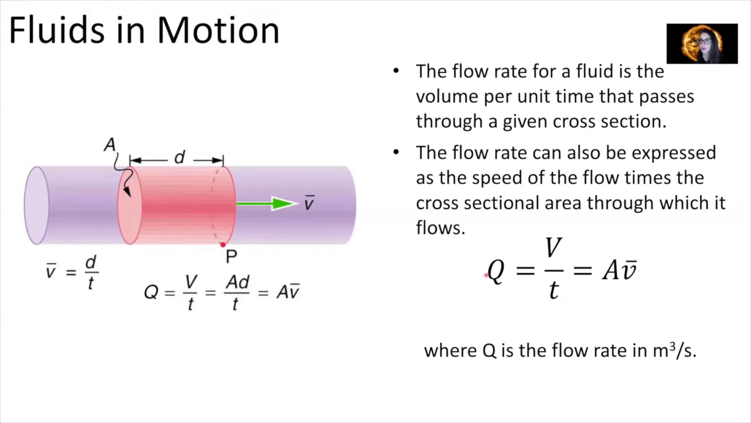Okay, so we've got that rewritten here. Q is equal to the volume over time. It's also equal to the cross-sectional area of a tube, let's say, times the speed. And our flow rate always has units of length cubed per time. So in this case, usually we're going to use meters cubed per second.